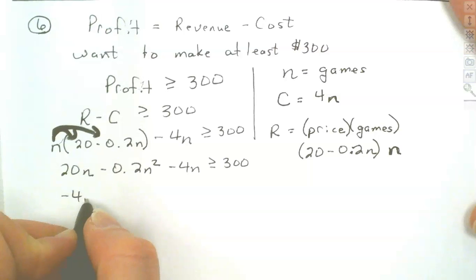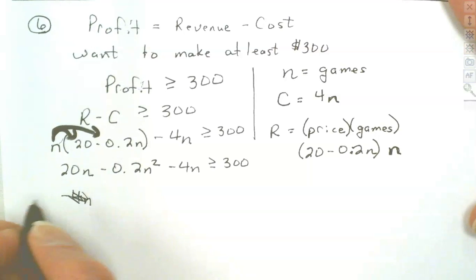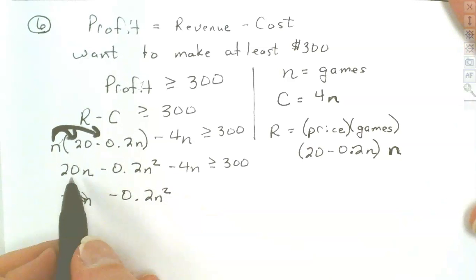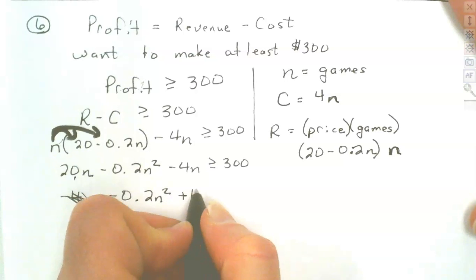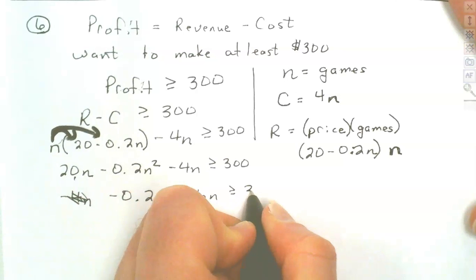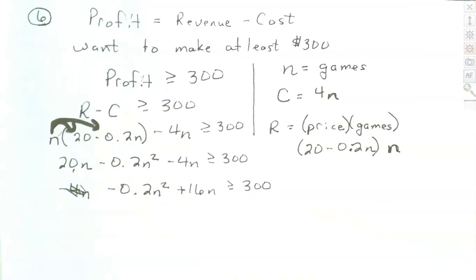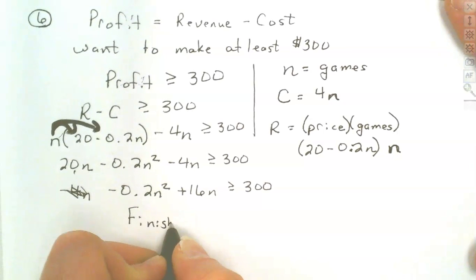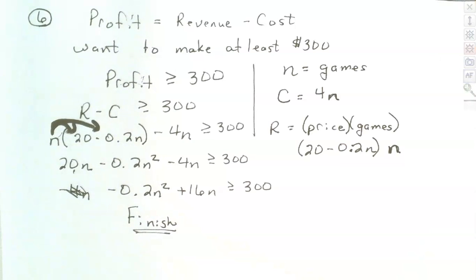Rewriting, we'll rewrite this in the correct order. We've got a minus 0.2N squared. 20N minus 4N makes it 16N is greater than or equal to 300. I'm going to leave this for you to finish. Now, what would you do? Well, you need to set that equal to 0, right, and solve it. And if you want to, you can clear the decimals out by multiplying everything by 10. You can either work with the decimals or you can clear them out.